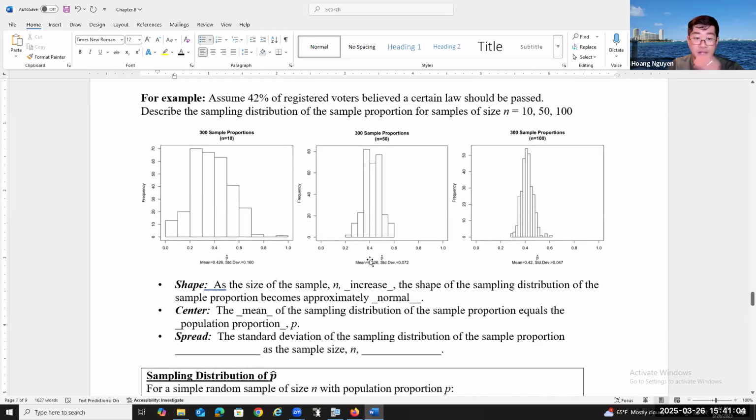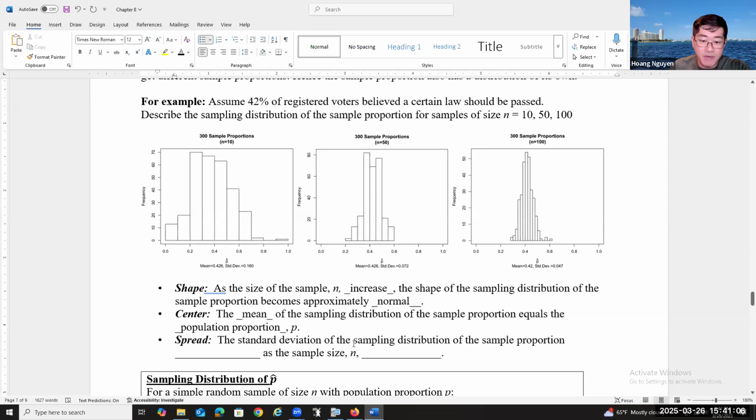How about the standard deviation? The standard deviation of the sampling distribution of the sample proportion will decrease as the sample size n increases.